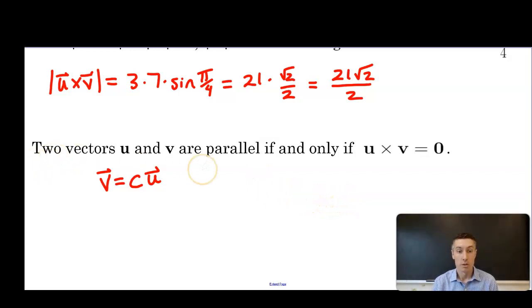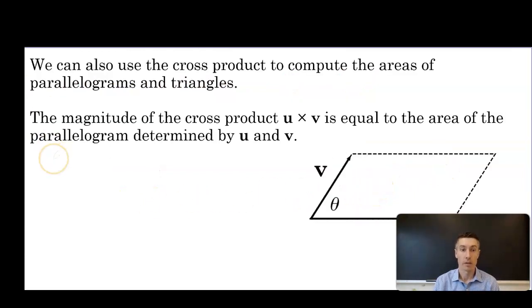Okay, but two vectors are parallel if they're scalar multiples, or another way to show that vectors are parallel is to show that their cross product is the 0 vector. Now, the magnitude of the cross product can be used in other types of problems. So we can use the cross product to compute areas of parallelograms and triangles.